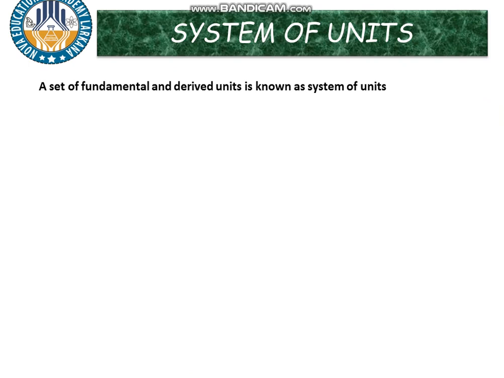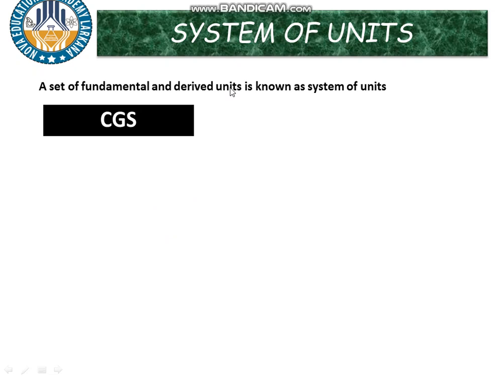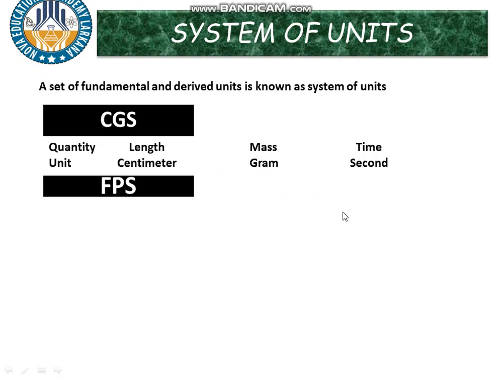System of units: a set of fundamental and derived units is known as a system of units. We have three main systems of units. One is CGS. Three fundamental quantities were taken: length, mass, time. Three units were given. The unit of length was centimeter, the unit of mass was gram, and the unit of time was second.